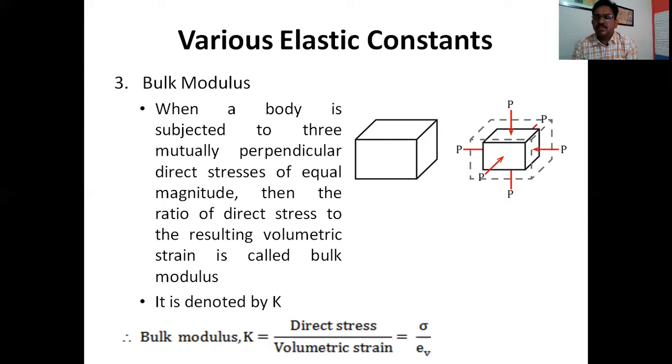So these are the three elastic constants: modulus of elasticity, modulus of rigidity, and bulk modulus. Modulus of elasticity deals with tensile or compressive stress to the corresponding strain. Therefore, tensile or compressive stress by the corresponding strain is called modulus of elasticity or Young's modulus. Shear stress by shear strain is called modulus of rigidity, and the ratio of direct stress to the volumetric strain is called bulk modulus. These are the various elastic constants in this chapter.